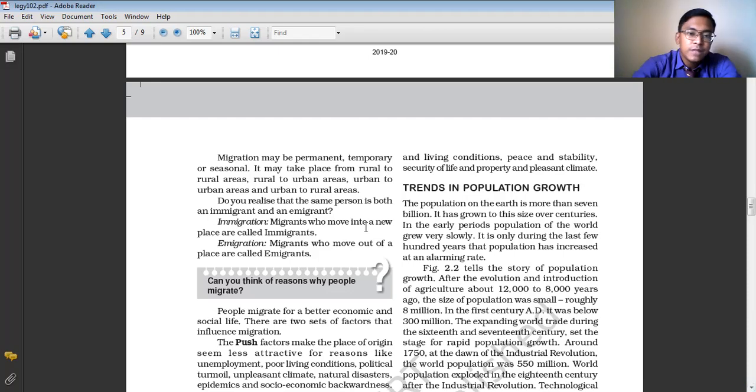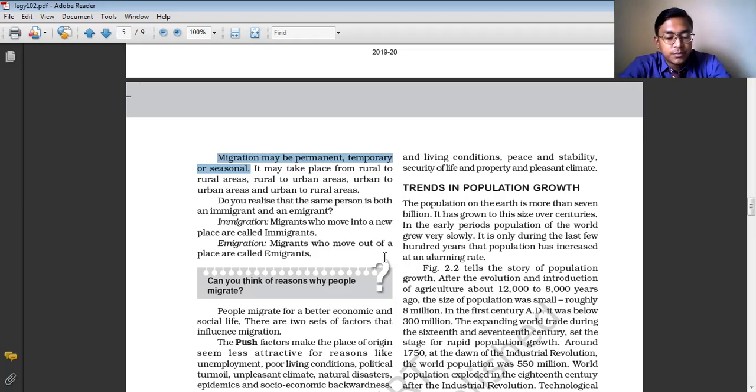So this migration can be permanent, temporary or seasonal. Because people are migrating, sometimes they migrate permanently, sometimes for a temporary reason, or sometimes for a particular season, that is a seasonal migration. Permanent migration basically means when people leave their present place of residence permanently and go and settle somewhere else. And temporary migration basically takes place for better job opportunities, education and all.